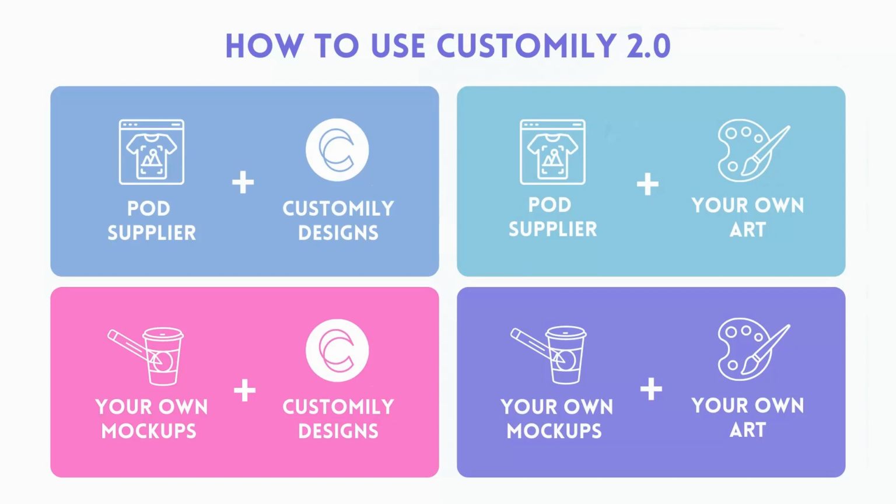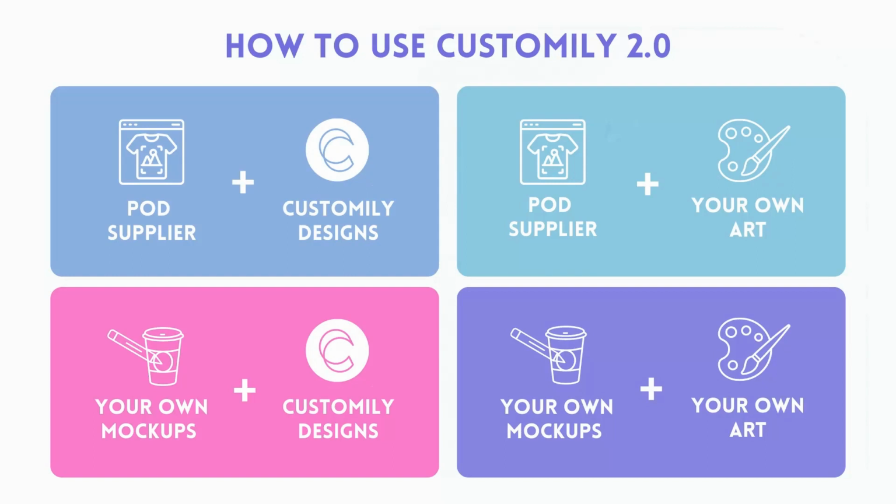You can work with a print-on-demand supplier who has its own product catalog, right? And add a design from Customily's library to it. This is the fastest path and the one that allows you to have published products ready to sell in minutes. You can work with a print-on-demand provider, but choose to add your own designs to their products. In this case, you will have to populate your design library before being able to publish products in your store.